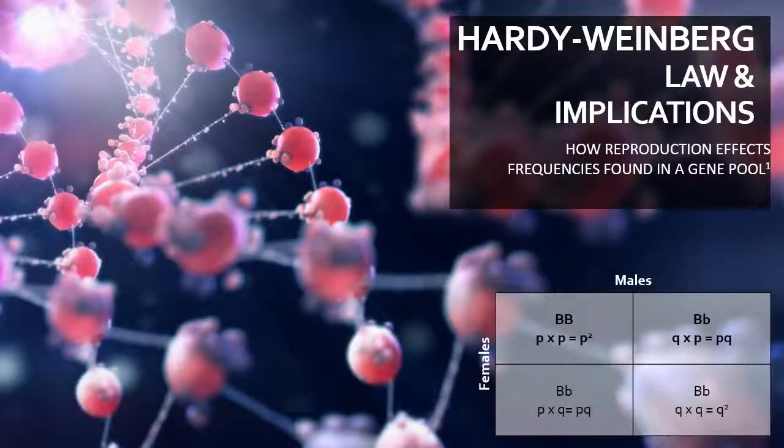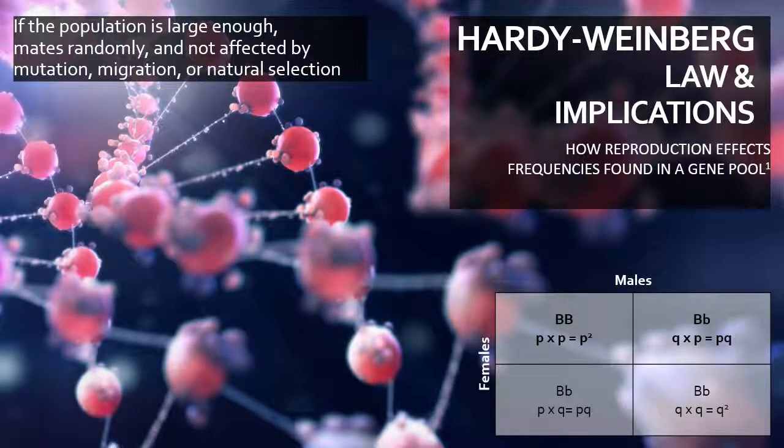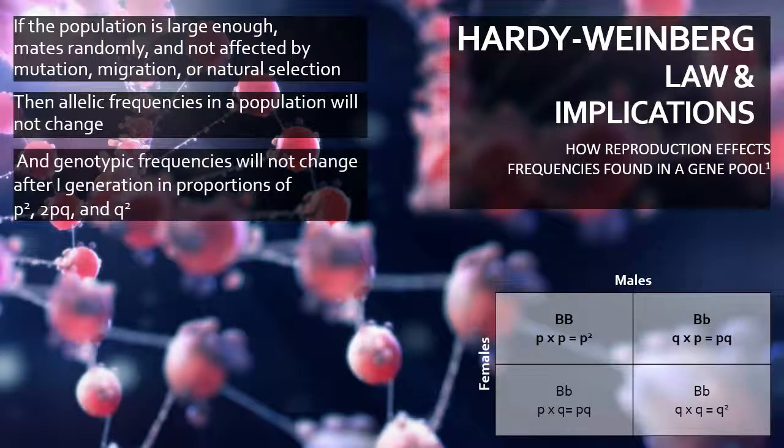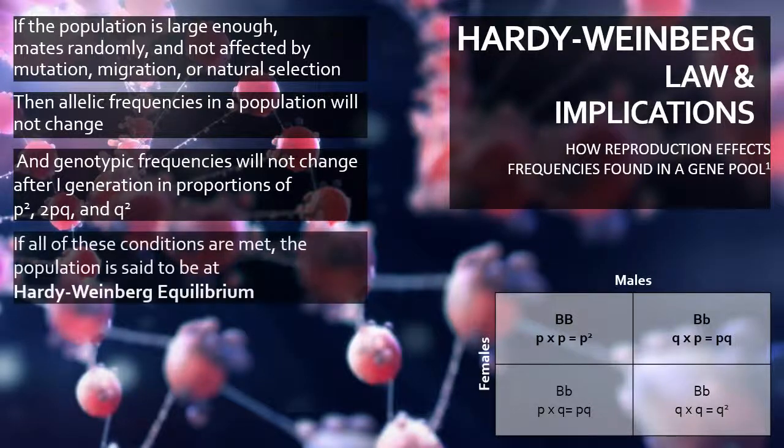Hardy-Weinberg law and implications. How does reproduction affect frequencies found in a gene pool? His law states, if the population is large enough, mates randomly, and is not affected by mutation, migration, or natural selection, then allelic frequencies in a population will not change. And genotypic frequencies will not change after one generation in proportions of p squared, 2pq, and q squared. If all of these conditions are met, the population is said to be at Hardy-Weinberg equilibrium.